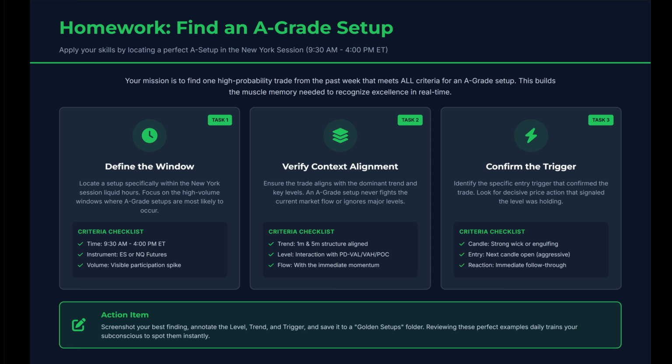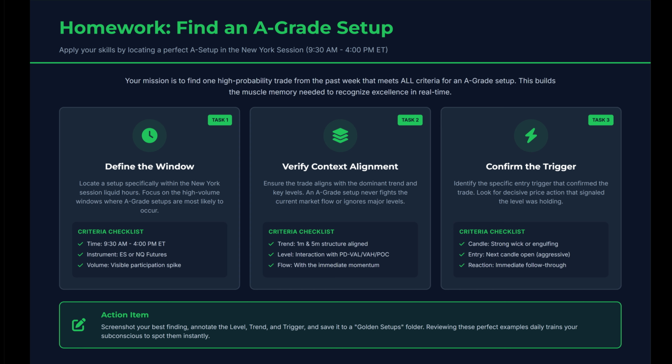Why is this so critical? Because A-grade setups are the backbone of consistent profitability. These are the trades where everything aligns. Level history is pristine, the trend is clear, and the trigger is decisive. When you learn to recognize these setups instantly, you're training your subconscious to filter out the noise and focus only on excellence.